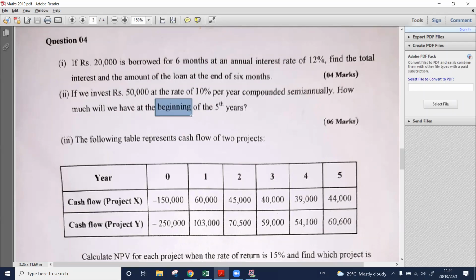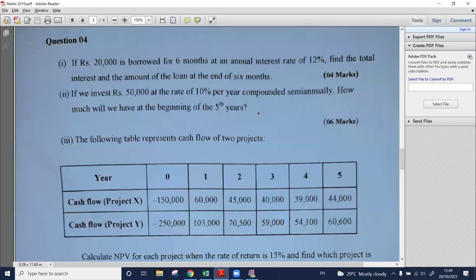We don't deal with the beginning; we deal with end of the period values. Beginning of the 5th year means the end of the 4th year. The end of the given year is what we need. Right.